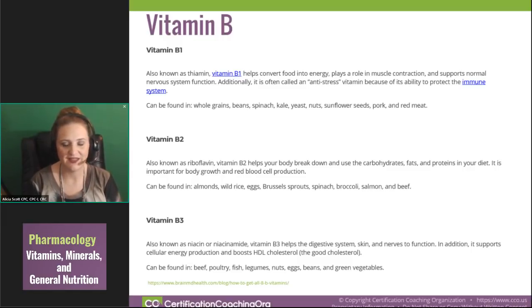B2, another one that is not talked about because really they won't say B2, they'll say riboflavin, right? Rich in riboflavin. Well, that's B2. And you're going to use B2 to break down things like carbohydrates and fats in your system. These are found in great foods like eggs, right?